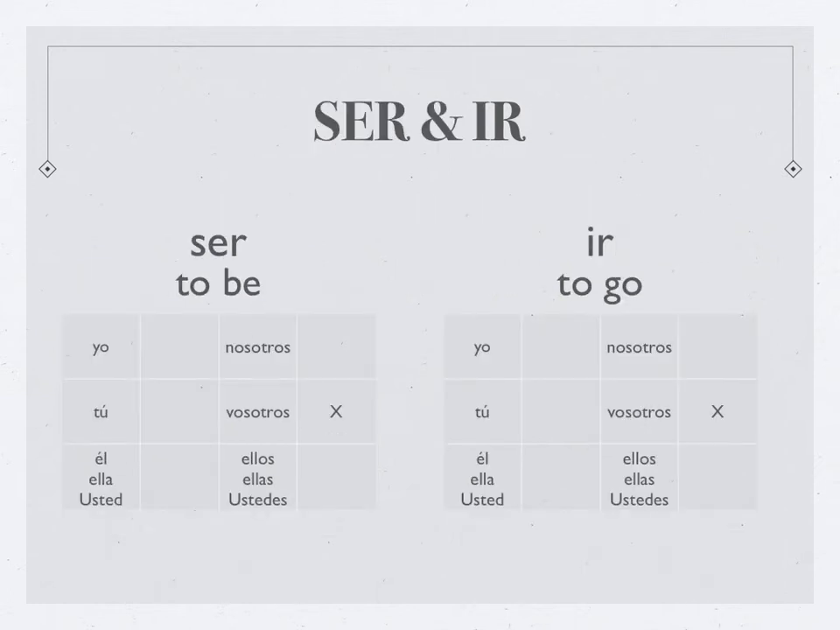Our last four verbs are irregular verbs, and they don't really have any rule to them, so you just have to memorize them. Our first verb is ser, which is to be. And ser is conjugated like this. We have yo soy, tú eres, él, ella, usted es, nosotros somos, ellos, ellas, ustedes son. Ir means to go, and we have yo voy, tú vas, él, ella, usted va, nosotros vamos, and ellos, ellas, ustedes van.